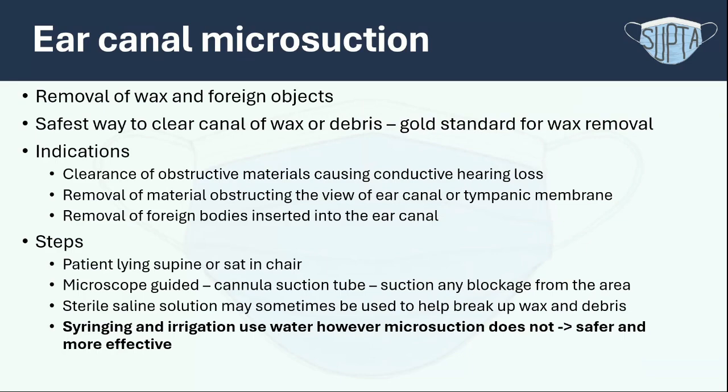So talking a bit more about ear canal microsuction, it's the removal of wax and foreign objects. It's actually the gold standard method for wax removal, even though you don't really see ear wax removal being done as frequently anymore. Some of the indications are clearance of obstructive materials, removal of material that's obstructing the view of the ear canal, and then removal of foreign bodies as well. It's microscope guided, and sterile saline solution may be used to help break up the wax, and it tends to be much safer and more effective than syringing and irrigation techniques.